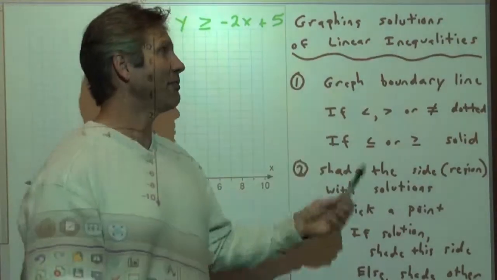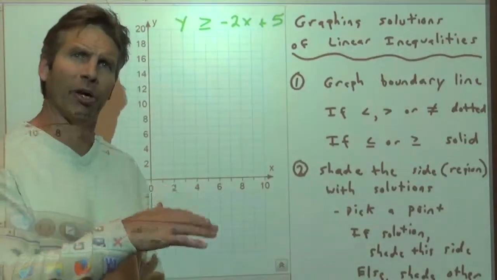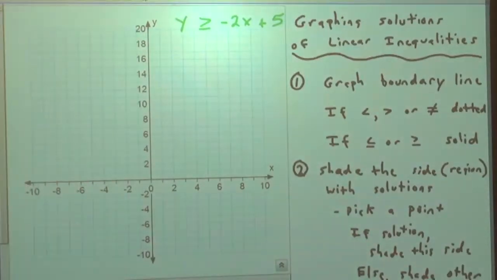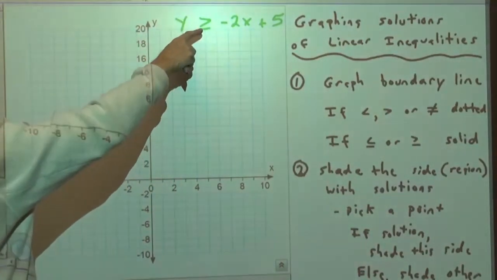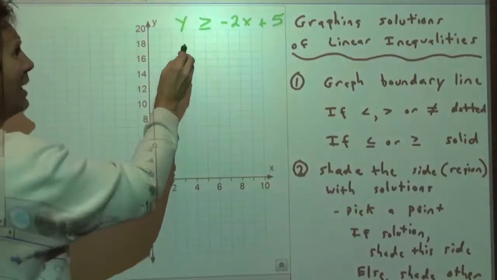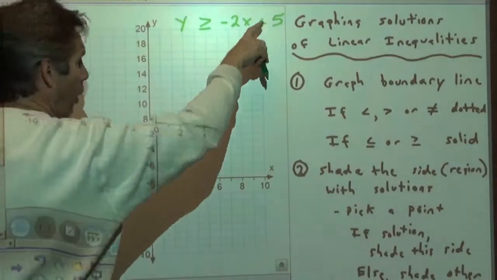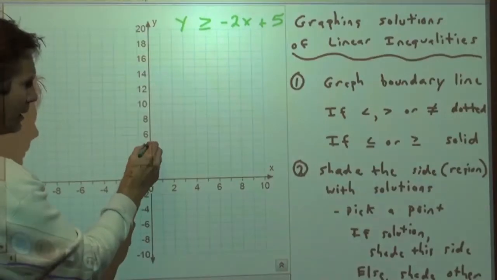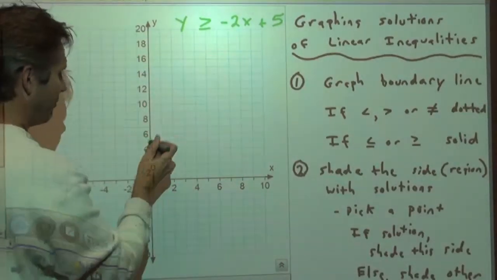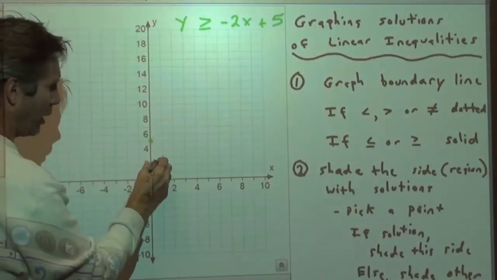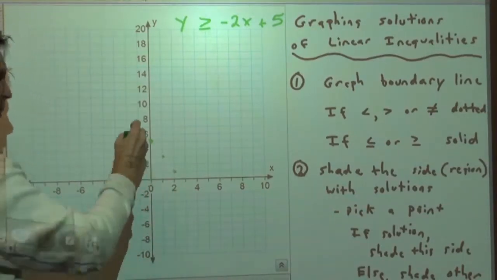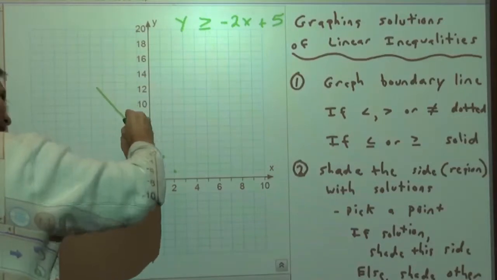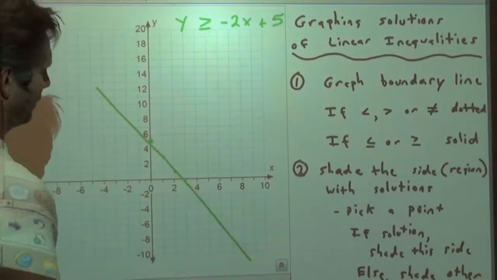I would say graph the boundary line first that separates the solutions from the non-solutions. That involves treating this like it was an equation. So for a moment, ignore that it's greater than or equal to, and graph this with a y-intercept at 5 and a slope of -2, so down 2 over 1, down 2 over 1. So we get a line that looks about like so.